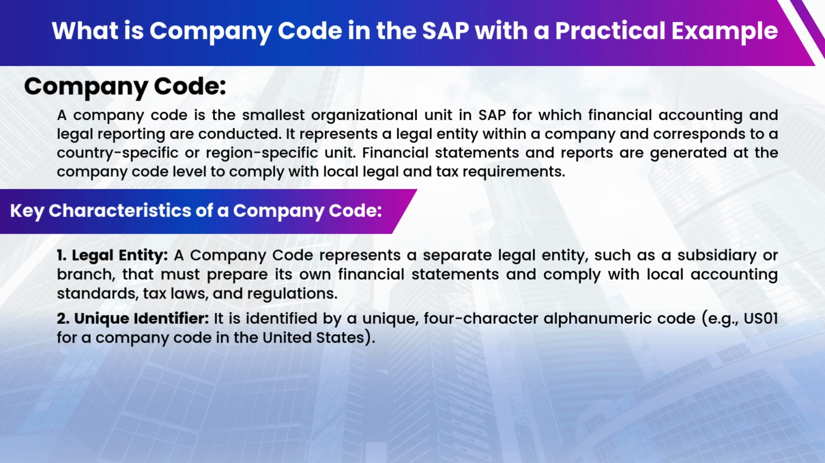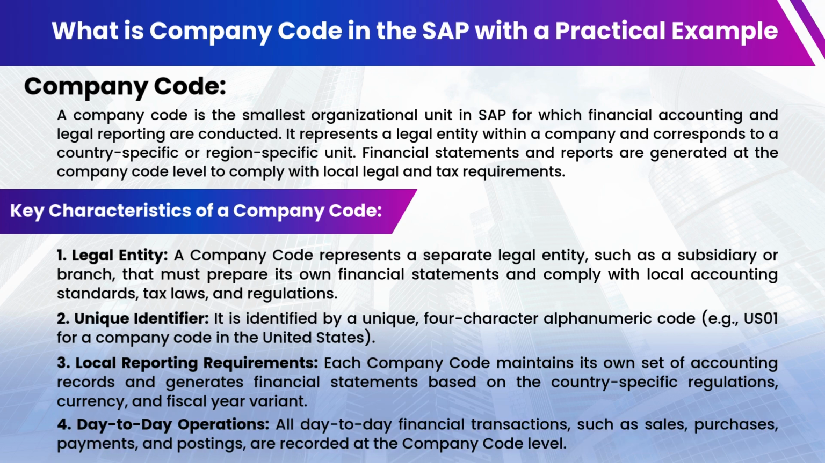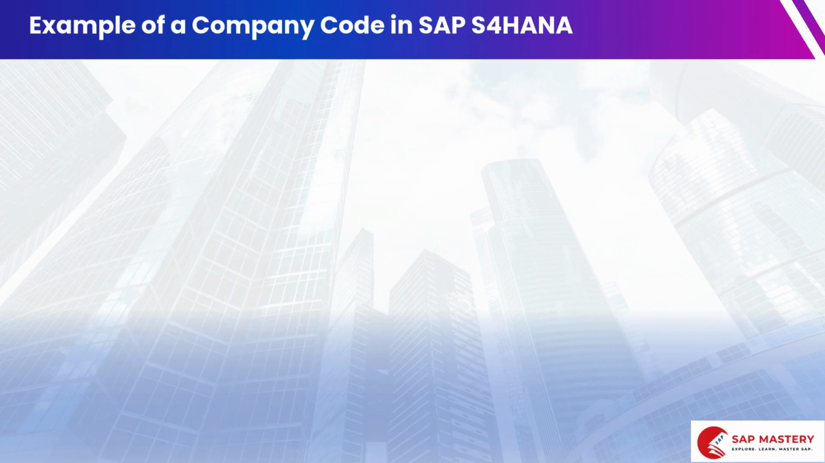Local reporting requirements. Each company code maintains its own set of accounting records and generates financial statements based on the country specific regulations, currency, and fiscal year variant. Day to day operations. All day to day financial transactions, such as sales, purchases, payments, and postings, are recorded at the company code level.